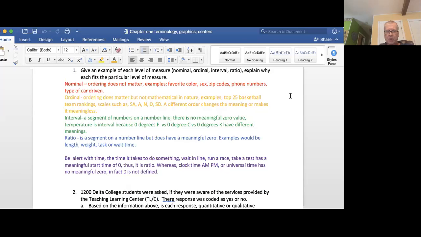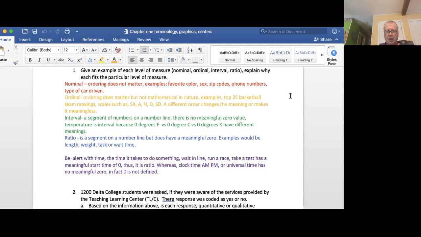Then there's ordinal. Ordinal is also qualitative. Ordinal means that the qualitative information can be ordered and must be ordered to make sense. So for example, small, medium, large. Those would be answers to a qualitative variable that's ordinal. Your opinion on an issue: strongly agree, agree, neutral, disagree, and strongly disagree. Those would all be ordinal levels of measure. Rankings of football teams would be ordinal levels of measure.